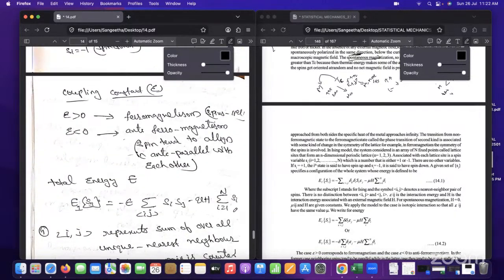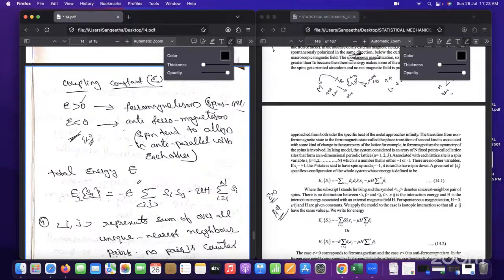Based on this, some expressions are given. Suppose epsilon value is greater than 0. We will call it ferromagnetic. Here the spins are oriented in parallel, that is given here. If epsilon is greater than 0, the spins are oriented in parallel. Suppose epsilon is less than 0, then the spins are aligned anti-parallel. If they are parallel oriented, epsilon is greater than 0. If anti-parallel oriented, then epsilon is less than 0.